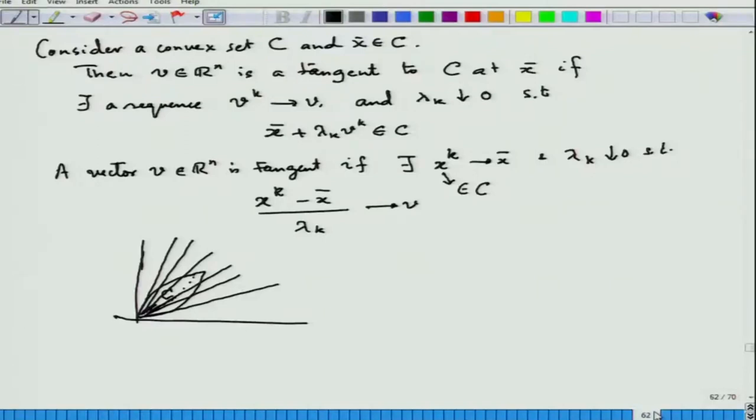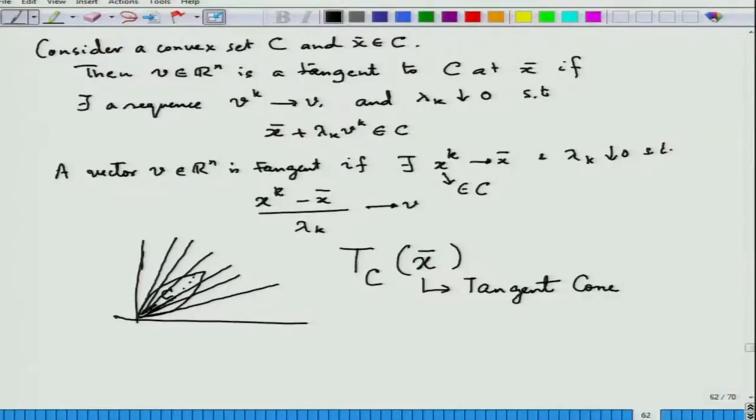So, if you look at it, I can call the set of all these vectors a cone, and that is called the tangent cone to C at x bar. And so the set of all v's forms a cone, which we call the tangent cone.